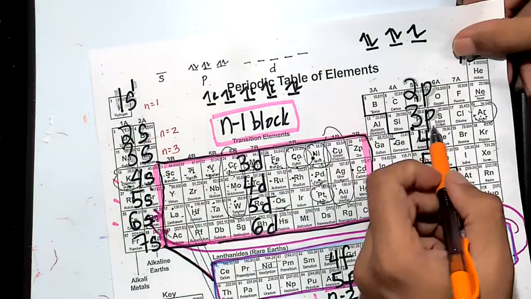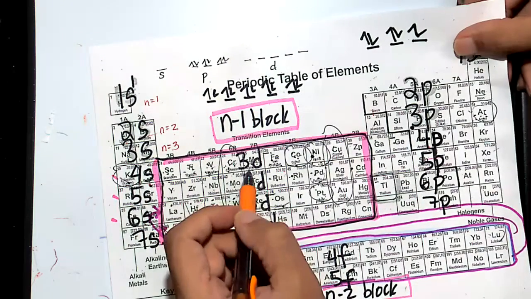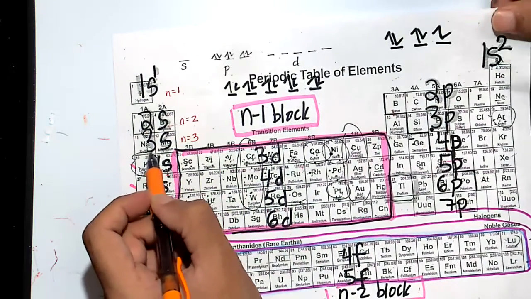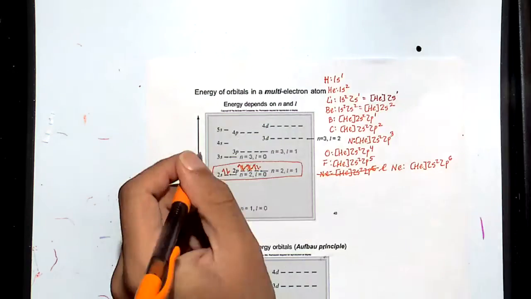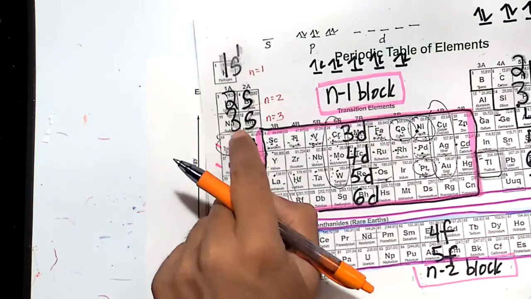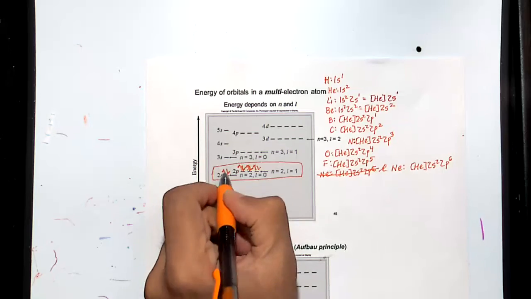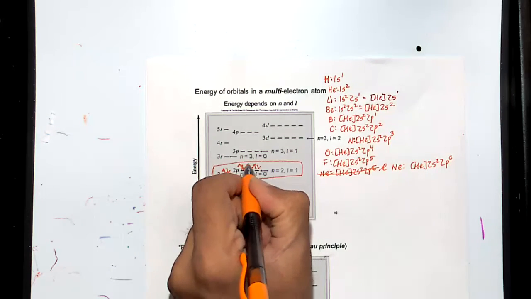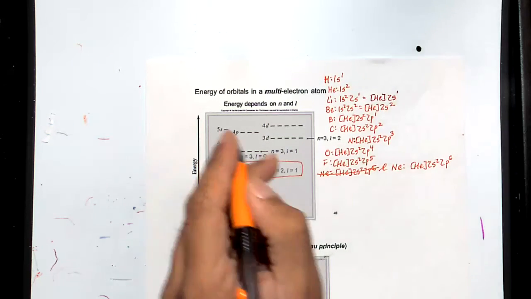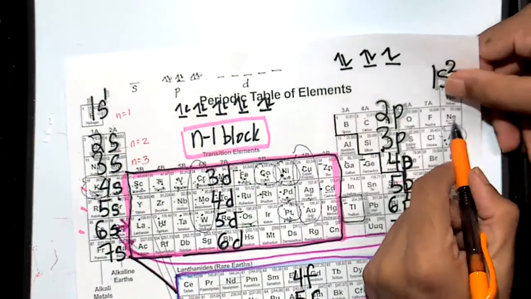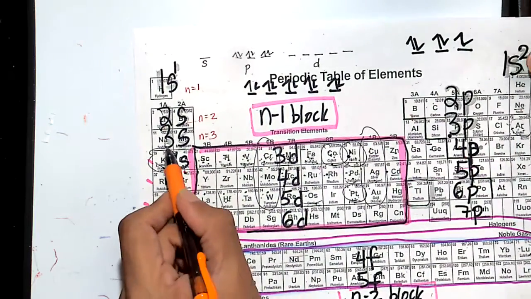All right, let's do 3s, 3p. Let's do some of the 3ds here. Sodium has 11 electrons. So 1, 2, 3, 4, 5, 6, 7, 8, 9, 10, 11. So sodium is going to be neon, the 10 electrons, and now it's 3s1.